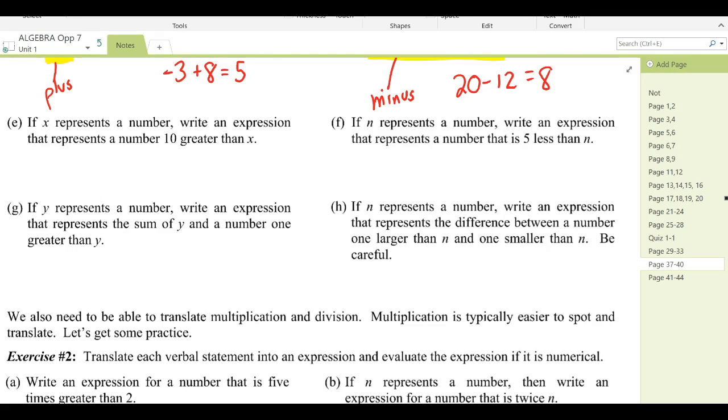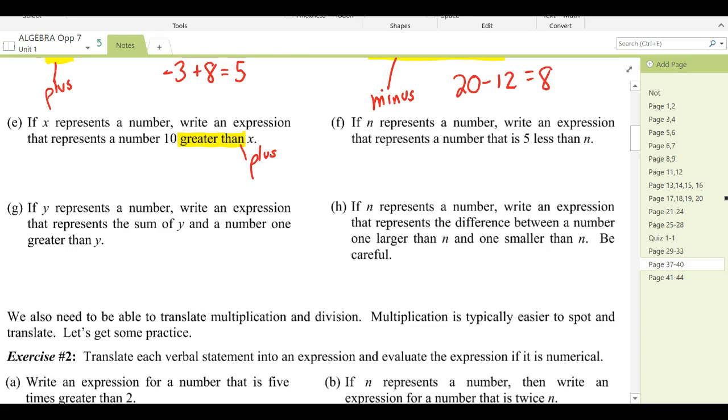But other people do. So what we have to do is understand what's the next level. Our first 4 questions were level 1. Here's level 2. If x represents a number, write an expression that represents a number 10 greater than x. Greater than is the word. Greater than, I think we already said, means plus.